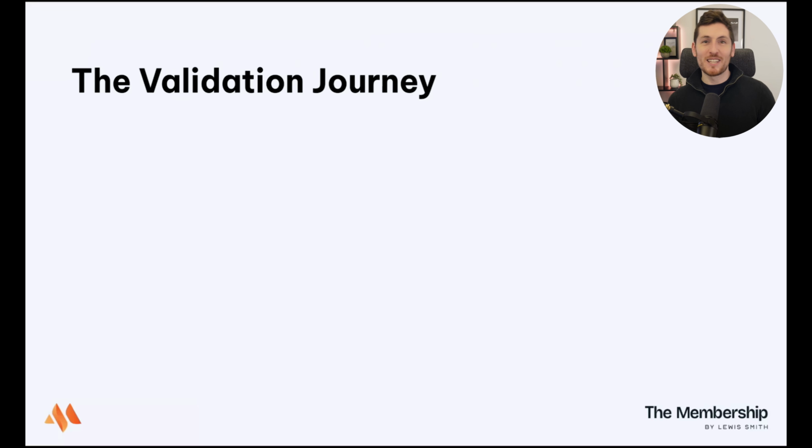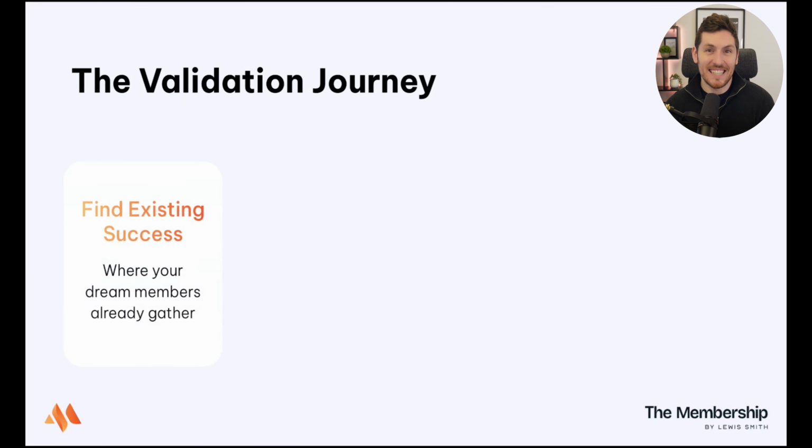So many people make the mistake of trying to create something completely new, but we know better. Ever heard the expression, don't try to reinvent the wheel? The wheel is a pretty good invention, probably doesn't need reinventing anytime soon. So first, what we need to do is find existing success. This involves looking for communities and memberships who are already serving your dream members. Now, what this does is it proves that people will actually pay money for help in your niche. So I'll show you exactly how using the membership validation blueprint.